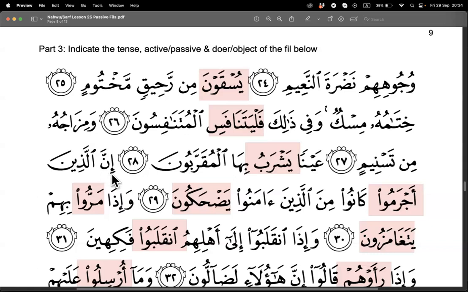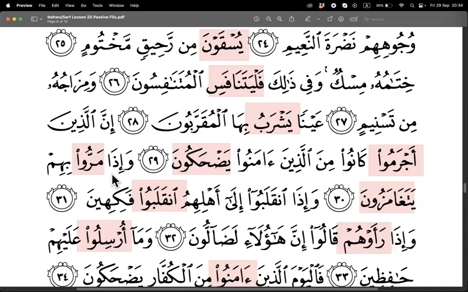Inna, what do we have here? Inna is harfu nasab. Good. And then we need to find the isim inna and khabar inna. But we won't find that first, because we haven't learned allazina ajramu. What is that?